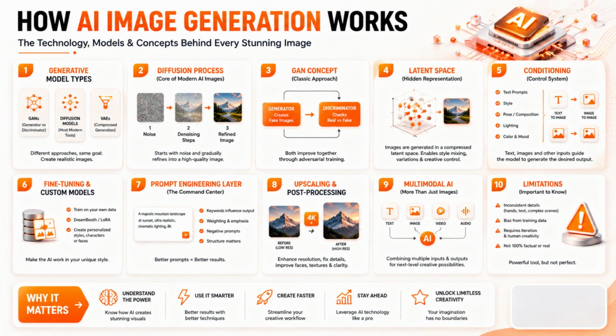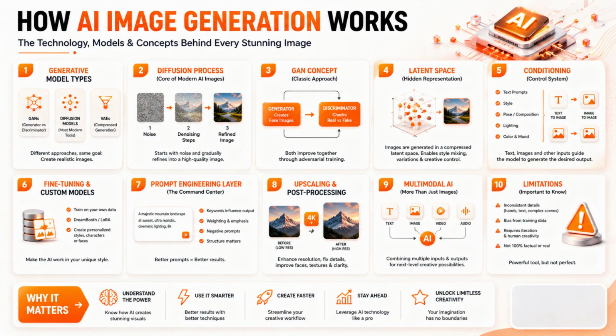Let us quickly understand how AI image generation actually works, the tech behind the images you see on social media and thumbnails. Different models power this. Modern tools use diffusion, older ones use GANs. Different methods, same goal, realistic images. Now what is diffusion? In diffusion, AI starts with noise and step by step turns it into a clear image. That's how most modern tools work.